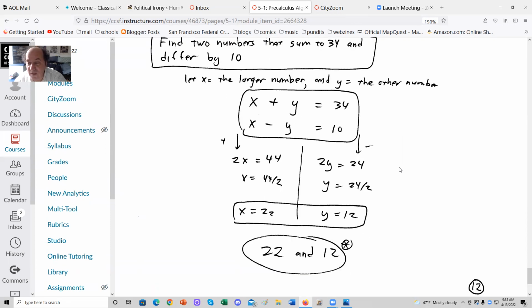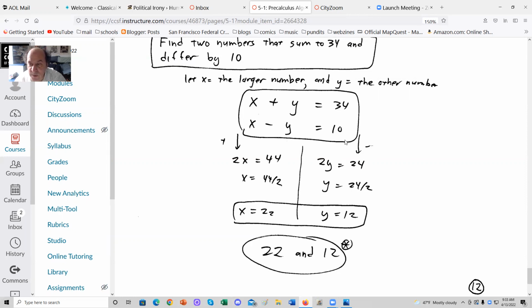Now we can solve by elimination. If we add the equations, the y is canceled. So you get x plus x is 2x, y plus negative y cancels. 34 plus 10 is 44. 2x equals 44, so x equals 44 over 2. So x is 22.